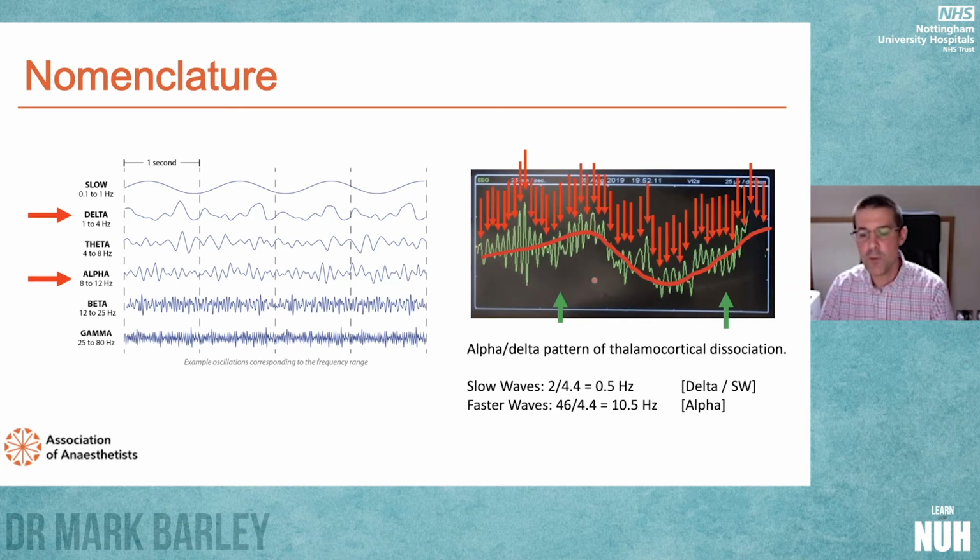Divide that by your 4.4, and that's 10.5 hertz. So we've got slow waves and alpha waves on this picture, which is the picture that we see with anaesthesia, a picture called thalamocortical dissociation, which is a subject for another talk, but which is fascinating.